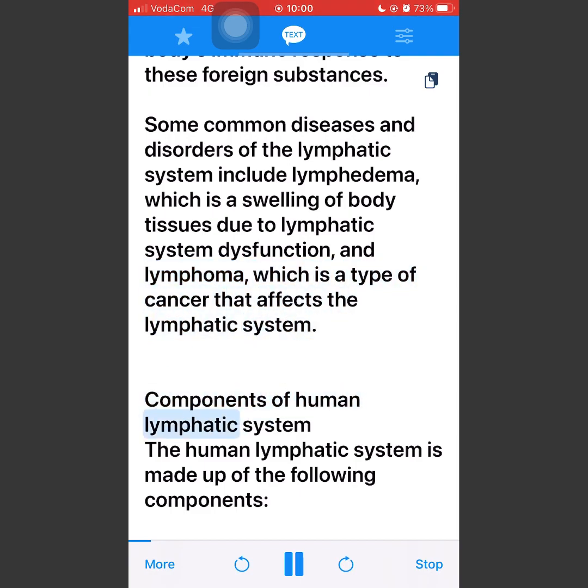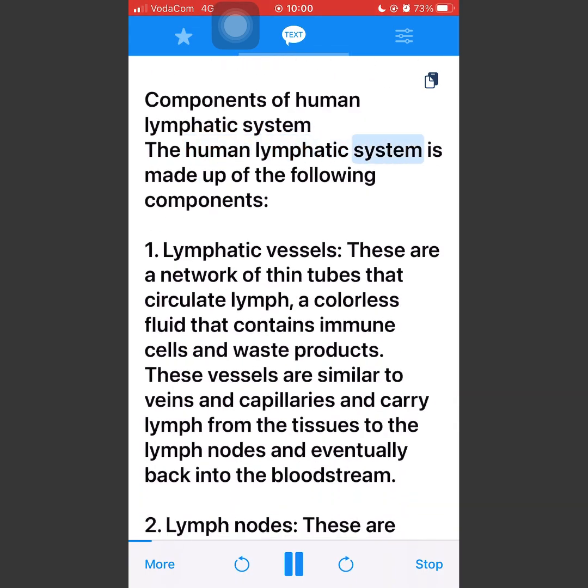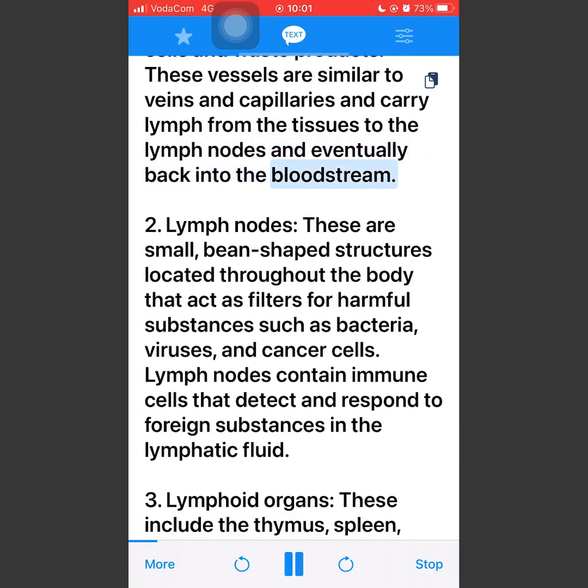Components of the human lymphatic system. The human lymphatic system is made up of the following components. 1. Lymphatic vessels. These are a network of thin tubes that circulate lymph, a colorless fluid that contains immune cells and waste products. These vessels are similar to veins and capillaries and carry lymph from the tissues to the lymph nodes and eventually back into the bloodstream.